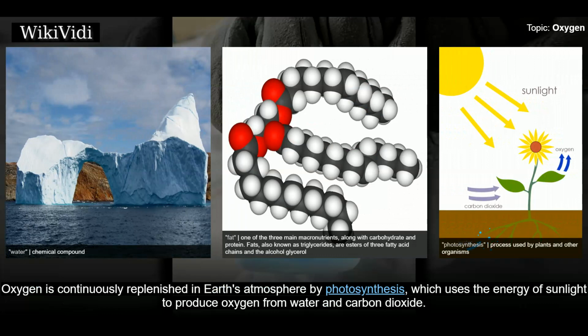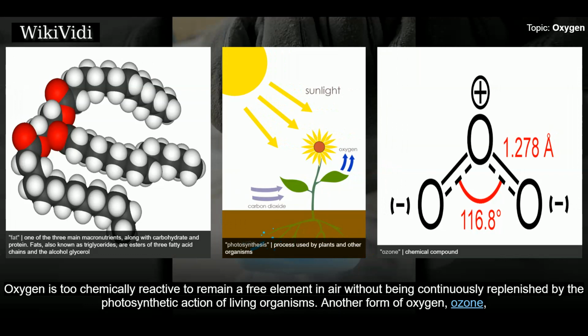Oxygen is continuously replenished in Earth's atmosphere by photosynthesis, which uses the energy of sunlight to produce oxygen from water and carbon dioxide. Oxygen is too chemically reactive to remain a free element in air without being continuously replenished by the photosynthetic action of living organisms.